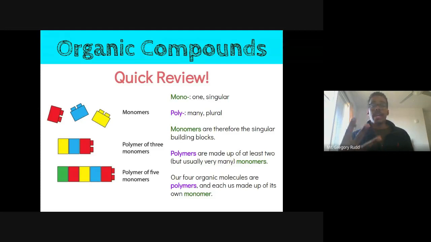But our 4 organic molecules, which are polymers, are made up each of their own type of monomer. So that's important to know. We don't see the monomer that makes up a carbohydrate also making up a lipid. Lipids have their own monomers.